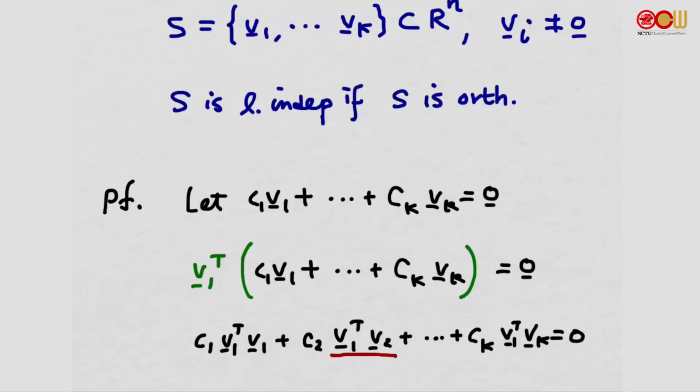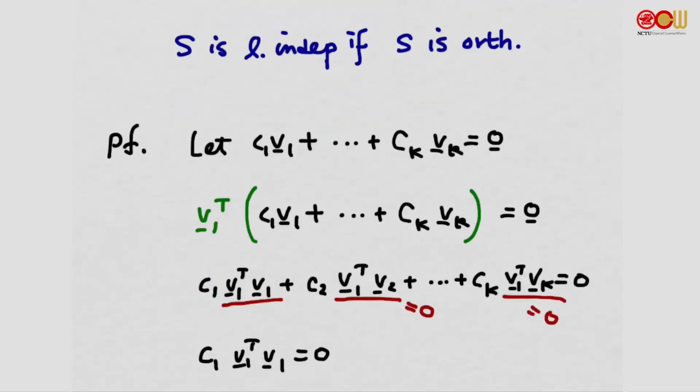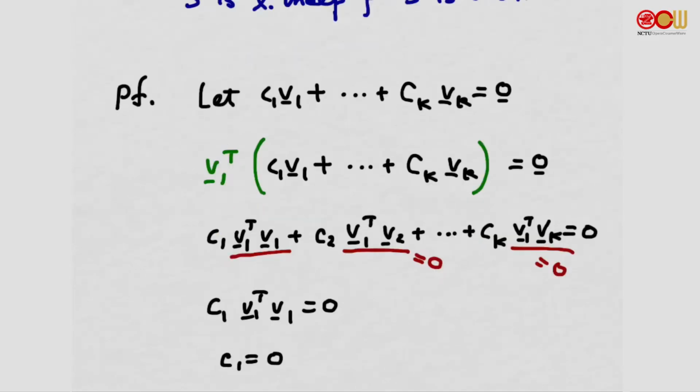V1 transpose V2. This is an orthogonal set. Every two vectors are orthogonal, so this is equal to 0. And similarly, all the other terms are equal to 0. Only the first term is non-zero. Why? Because it's the norm square of V1. So we are left with C1 V1 transpose V1 equal to 0, and that means C1 is equal to 0.